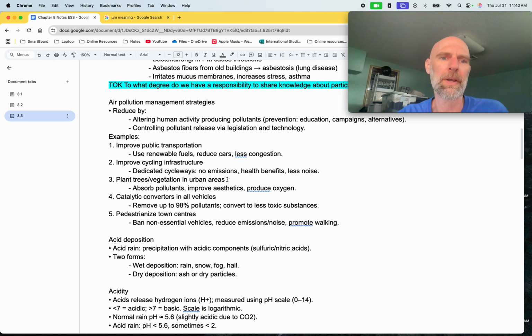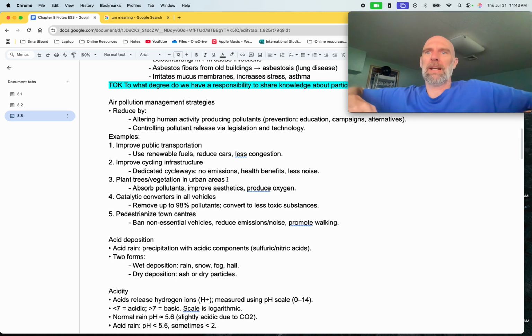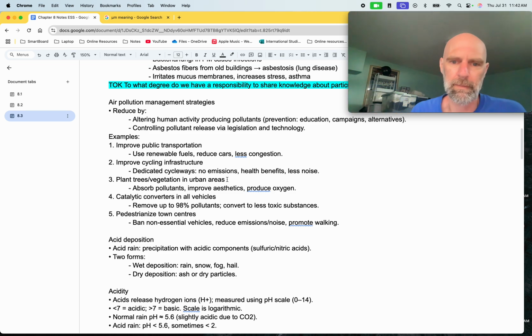So, plant trees and vegetation in urban areas. Why? Trees and plants do take nutrients from the soil, but a lot of their building material comes from the air. That's when they get big. They take carbon out of the atmosphere and other pollutants as well. They absorb pollutants, improve aesthetics, produce oxygen, and improve real estate values as well.